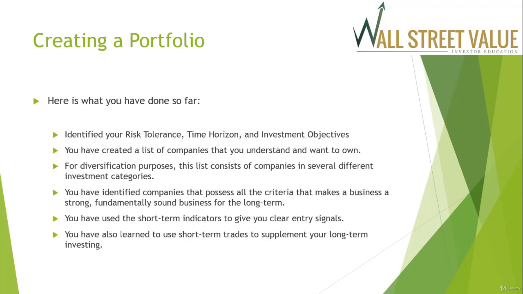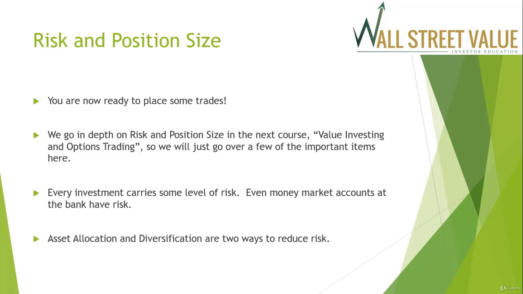Here's what we've done so far. You've identified your risk tolerance, time horizon, and investment objectives. You've created a list of companies that you understand and you want to own. And for diversification purposes, this list consists of companies in several different investment categories. You've identified companies that possess all the criteria that makes a business strong and fundamentally sound for the long term, and you've used the short-term indicators to give you clear entry signals. You've also learned to use short-term trades to supplement your long-term investing, and now you're ready to place some trades.